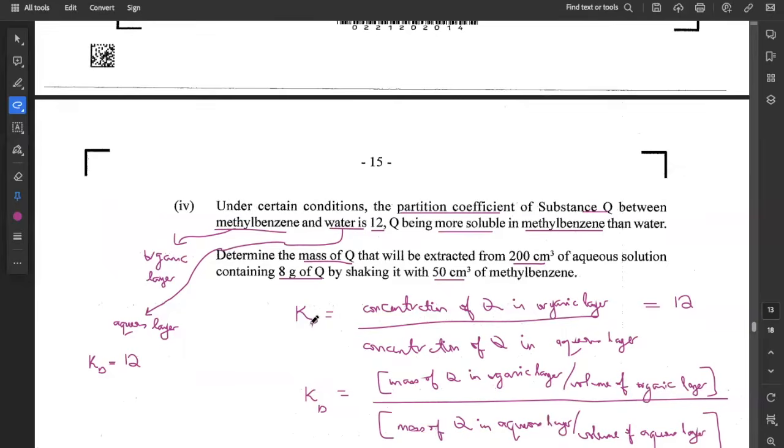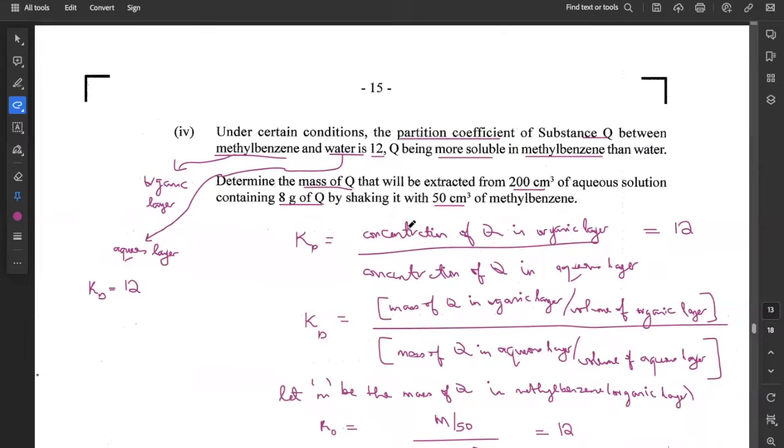So remember what our KD is, our partition coefficient. It's equal to the concentration of Q in the organic layer over the concentration of Q in the aqueous layer, and that's equal to 12. The question told us that, okay? So moving down now, we know that concentration is the same as mass divided by volume, right? So concentration is mass per unit volume.